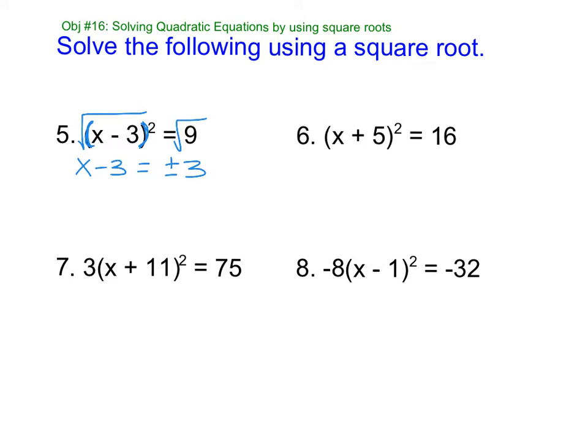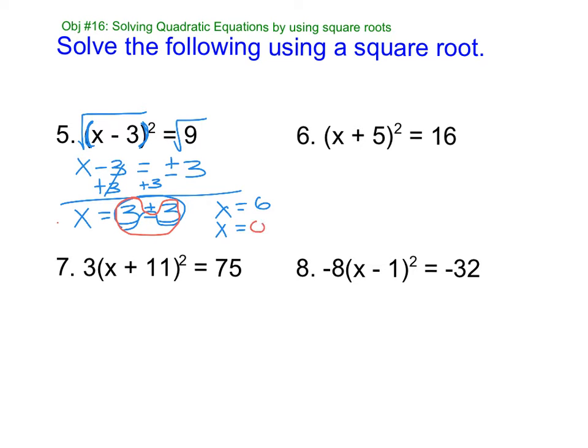Plus or minus. Now we're going to add 3 to both sides, but here's the trick. This is a little tricky. You're not allowed to add the 3's together. We're going to write it as 3 plus or minus 3. I know that's weird. We're going to write the 3 in front. So now I have 3 plus 3. What's 3 plus 3? 6. And then 3 minus 3 is 0. So those are our two answers, 0 and 6.